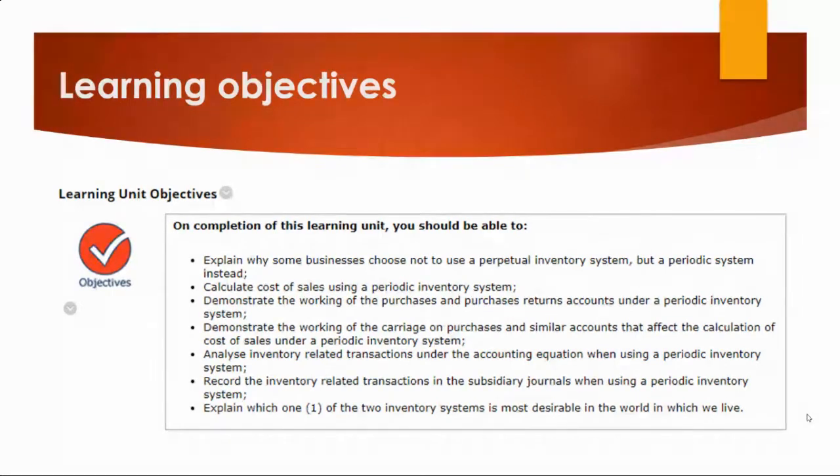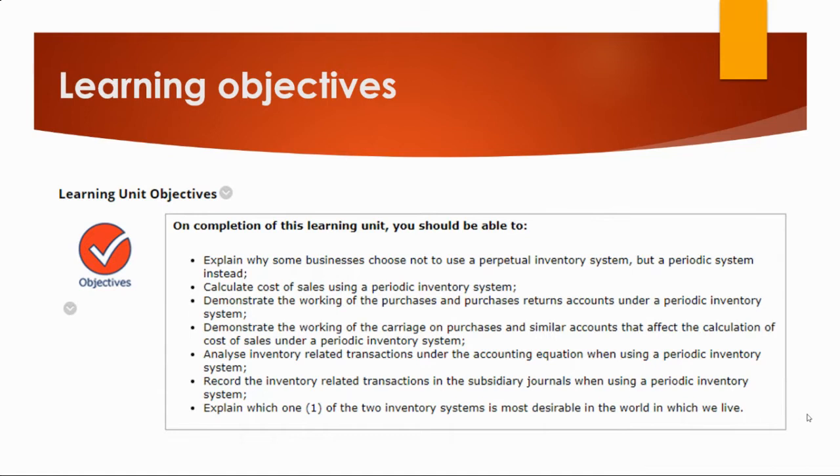Demonstrate the working of the carriage on purchases and similar accounts that affect the calculation of cost of sales under a periodic inventory system. Analyze inventory related transactions under the accounting equation when using a periodic inventory system, and record the inventory related transactions in the subsidiary journals when using a periodic inventory system. And then explain which one of the two systems is the most desirable in the world we live in. Okay, so that's quite a mouthful.